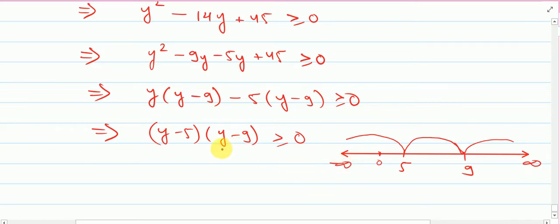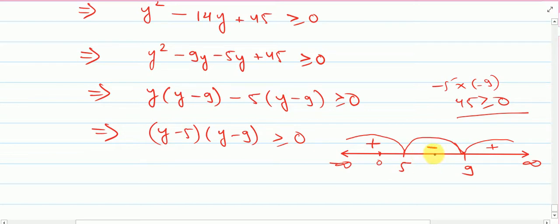Now we have to substitute. We have to find which interval will satisfy this. So better we check with y equal to 0. So on the left, if you put y equal to 0, then you'll get minus 5 into minus 9, which will be 45 greater than equal to 0. Yes. So that means this interval is coming positive. So this will be negative and this will be positive. So you can see that only minus infinity to 5 and 9 to infinity, only these two intervals are satisfying, and this interval 5 to 9 is not satisfying.